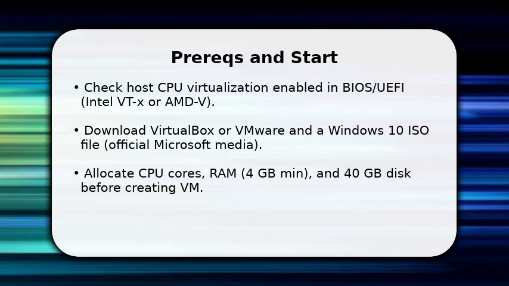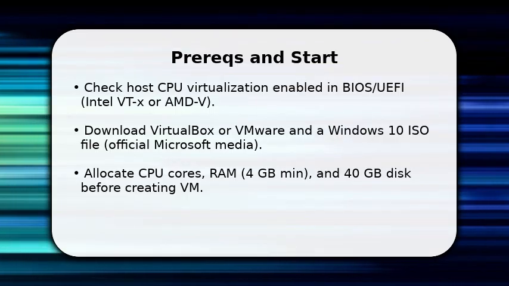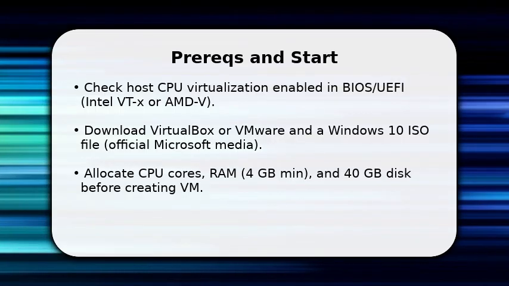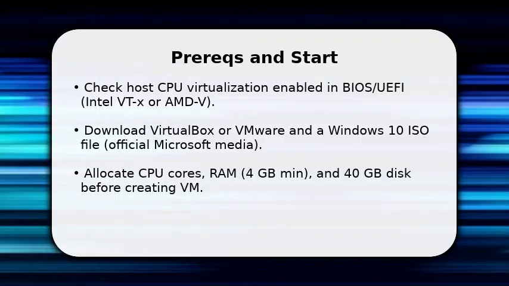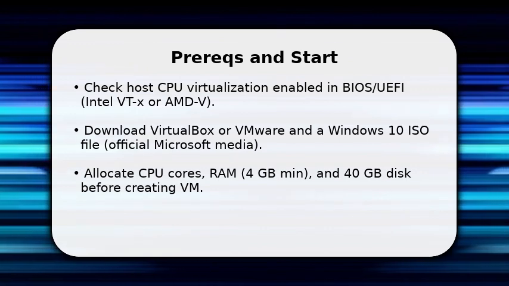Enjoy the video. You will enable virtualization and prepare resources first so the VM runs smoothly. Start by enabling Intel VT-x or AMD-V in BIOS. Without it, performance suffers. Next, download VirtualBox or VMware and grab a Windows 10 ISO from Microsoft. Create a new VM and choose Windows 10 x64. Allocate at least 4 GB RAM, 2 CPU cores, and a 40 GB virtual disk. Once these items are set, you're ready to begin the installation process.